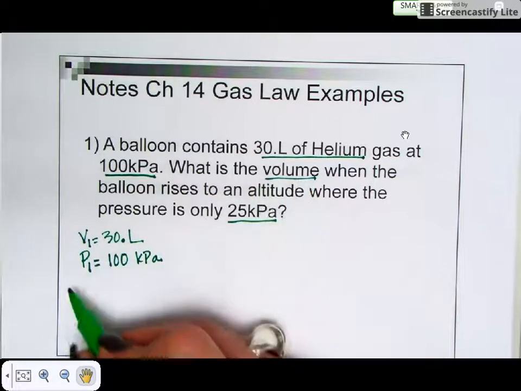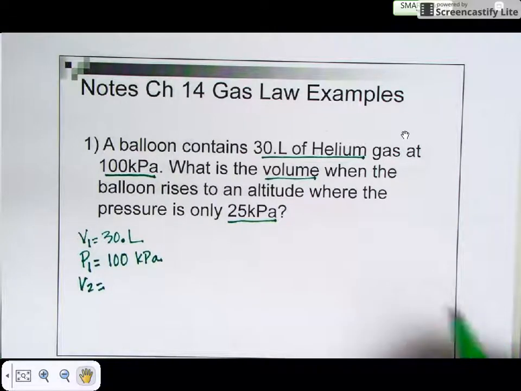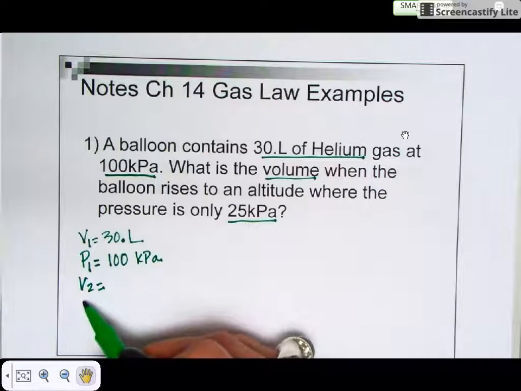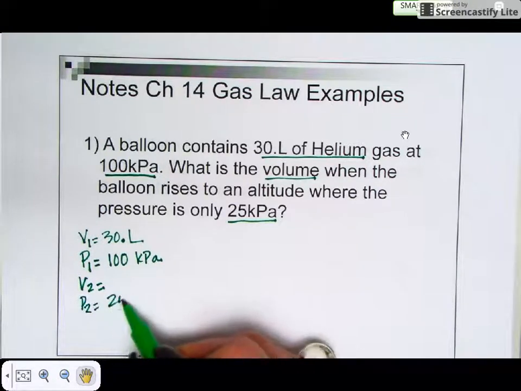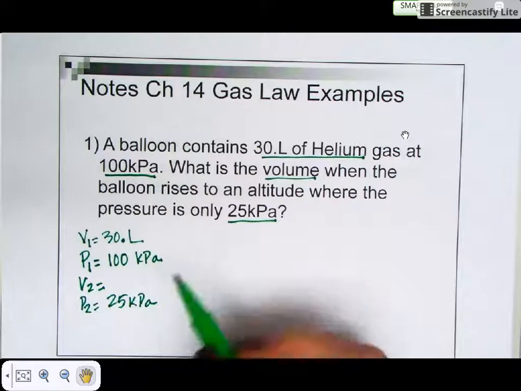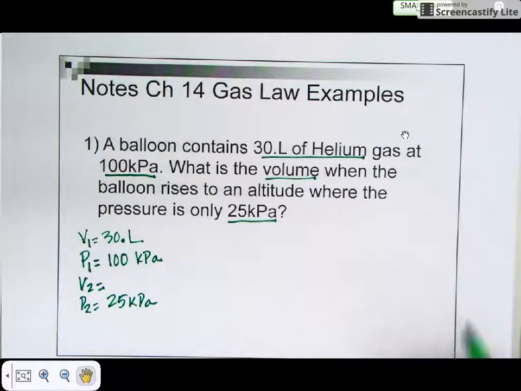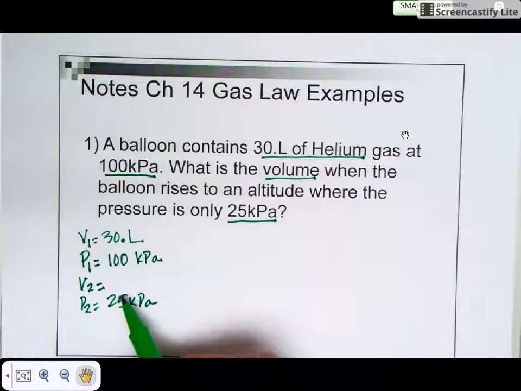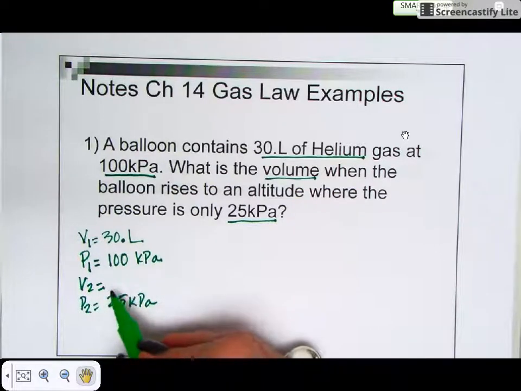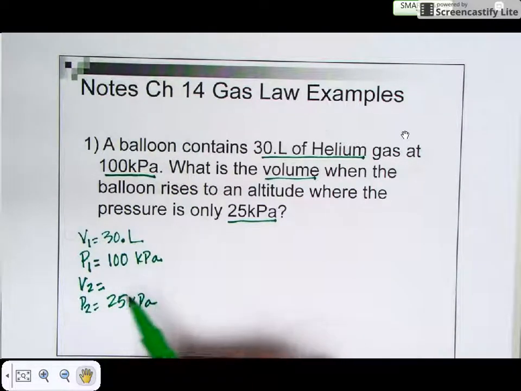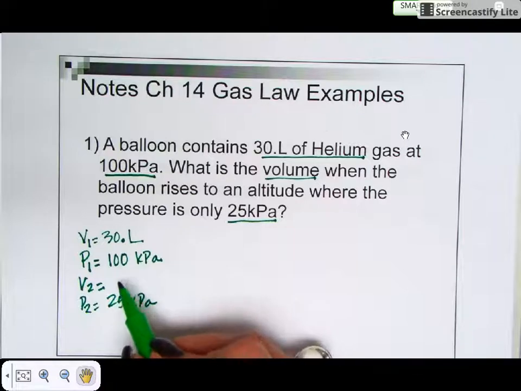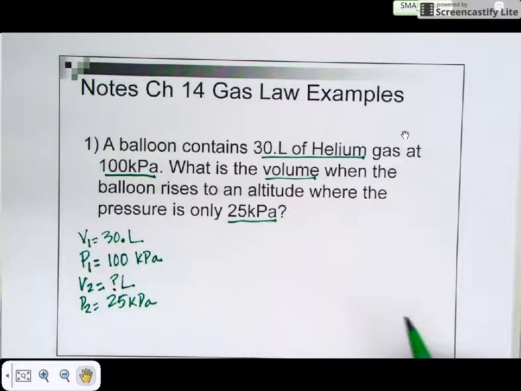The question says, what is the volume? So we're looking for V2, when the balloon rises to an altitude where the pressure is only 25 kilopascals. So P2 is 25 kilopascals. Imagine you have a brand new helium balloon, you go outside and oops, it escapes and it goes into the sky. You've seen them floating, I know. When it rises in altitude, the pressure is going to change, so it's going to affect the volume. All these things are interrelated. So we're looking for V2. Since V1 is in liters, V2 is going to be in liters.